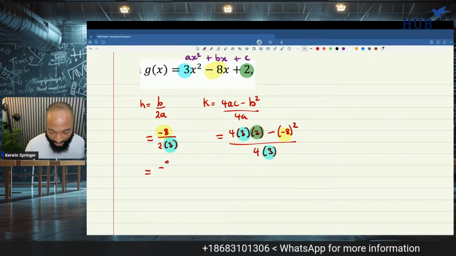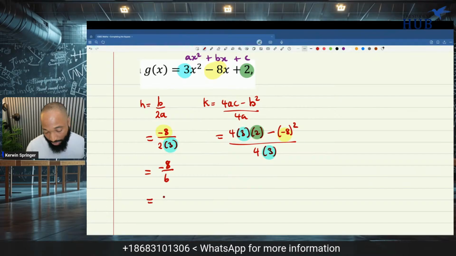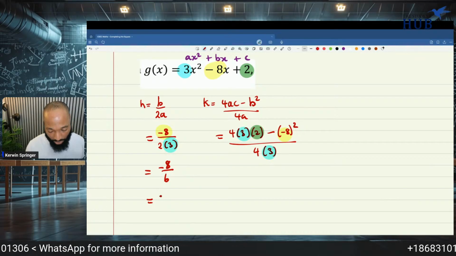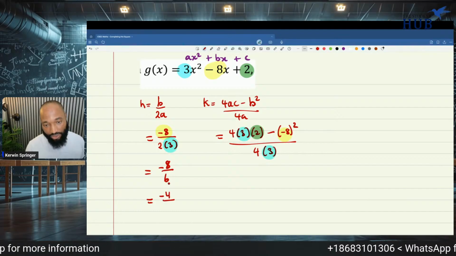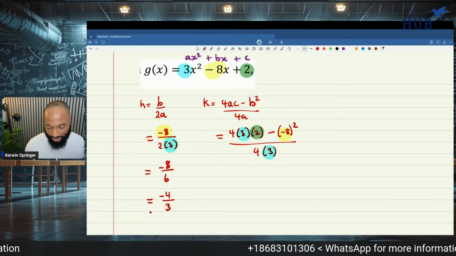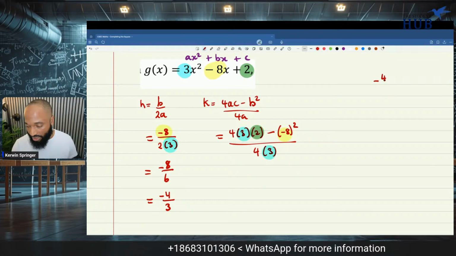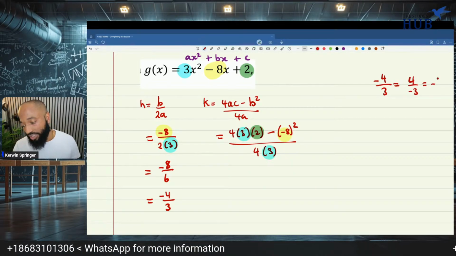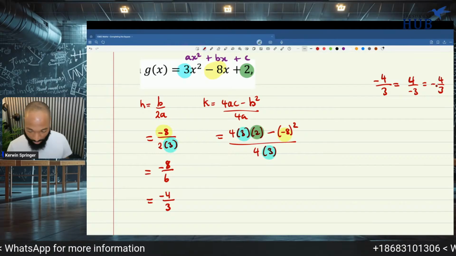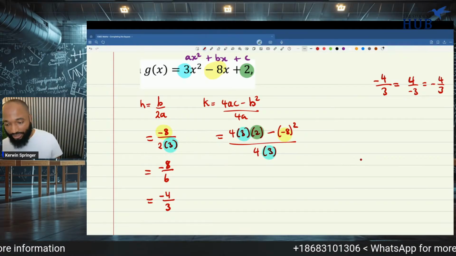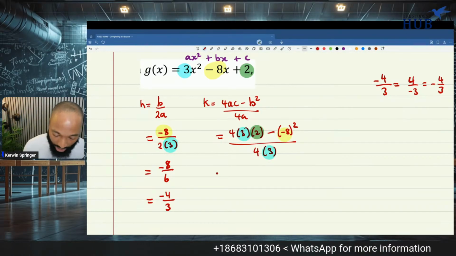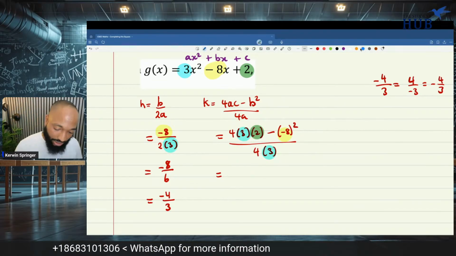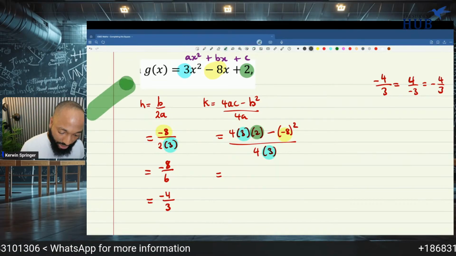This turns out to be negative 8 over 6, which can be reduced. 2 can go into 8 4 times, so you get negative 4, and 2 can go into 6 3 times. So negative 4 over 3, which is equivalent to 4 over negative 3. Don't let these fractions confuse you. Anybody got an answer for k yet? Can you put this into your calculator and tell me what answer you're getting?